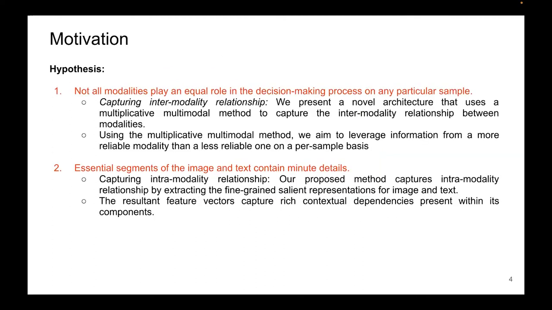So in this paper, we hypothesize that not all modalities play an equal role in the decision-making process on a particular sample. Therefore, we aim to design an architecture that utilizes a multiplicative multimodal method, which captures the intermodality relationship. The method suppresses the cost from the weak modality by introducing a downweight factor in the cross entropy loss function, which we will discuss later. The downweight factor associated with each modality reflects the prediction power of the remaining modalities. So if other modalities have higher confidence in predicting the correct class, the cost associated with the current modality will be suppressed, and vice versa.